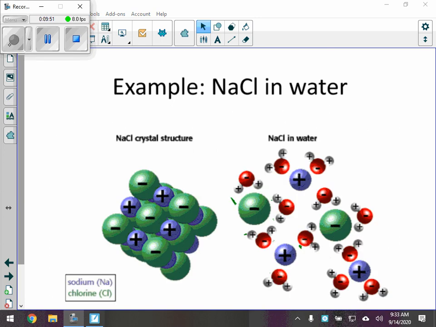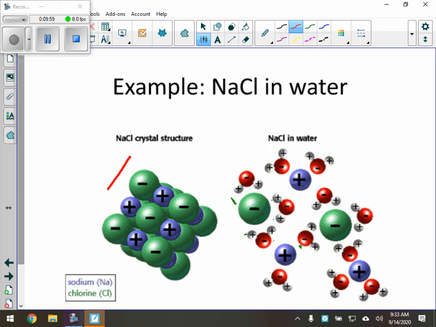So there's an example of sodium chloride and water, and this is basically what happens. This is our solid form here, of course. And we put sodium chloride into water, or basically salt. You've probably done this at home when you're cooking noodles. When you put this into water, what happens is the water molecules have a little bit of a negative and positive charge, and it pulls this ionic compound apart.